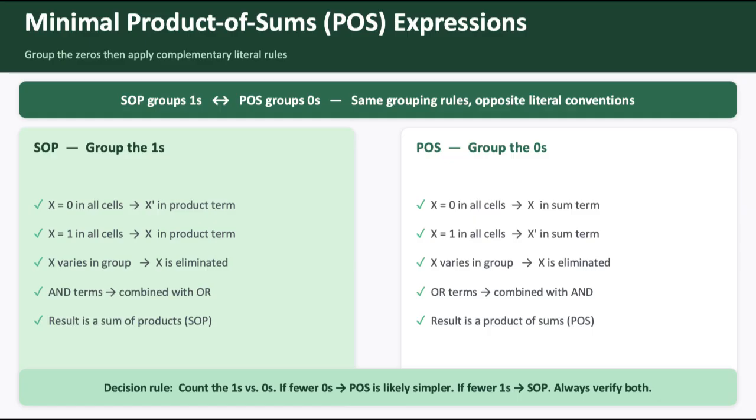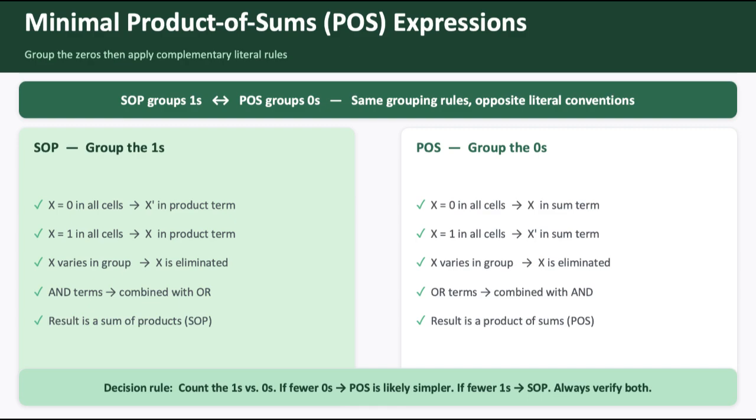Look at the comparison on this slide. For SOP, group the ones. If variable x equals 0 in all cells of the group, you include x prime in the product term. If x equals 1 in all cells, you include x. If x varies, you eliminate it. For POS, group the zeros. The conventions are complemented. If x equals 0 in all cells of the 0 group, you include x, the uncomplemented literal, in the sum term. If x equals 1 in all cells, you include x prime. If x varies, you eliminate it.